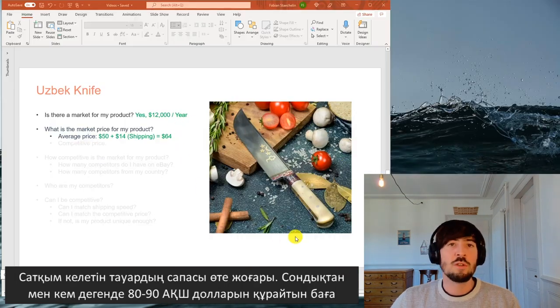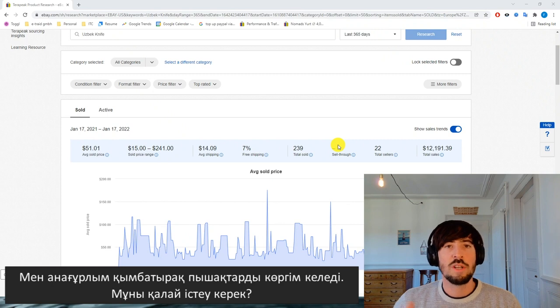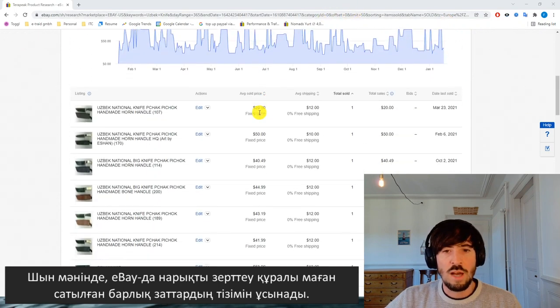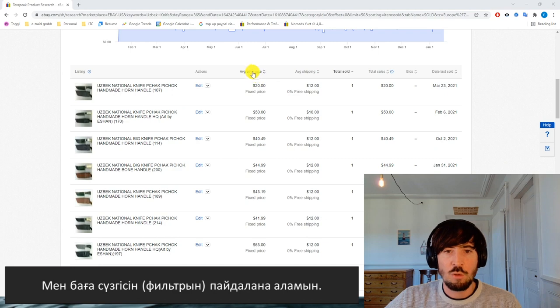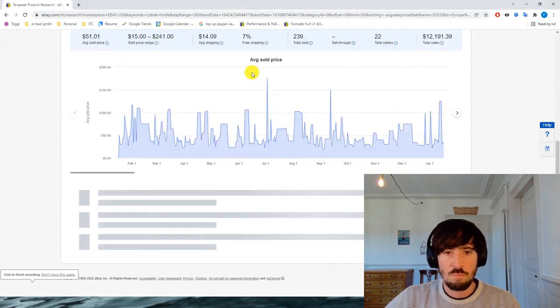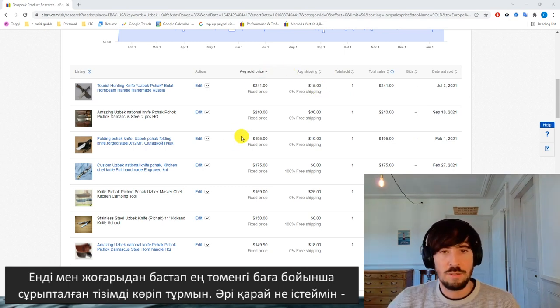The product that I'm trying to sell here is really high quality, and I want to sell it for at least $80 to $90. So how can I find out if that kind of price is competitive? I'm interested to look at the more expensive knives. How can I do that? The eBay market research tool actually gives me a list of all the sold items, and I have the possibility to filter here by sold price. So let me click on this. And I can now see the list of knives ordered by the highest to the lowest price.